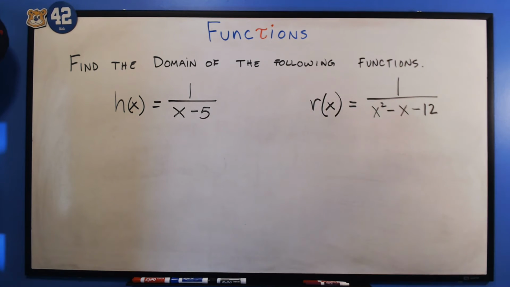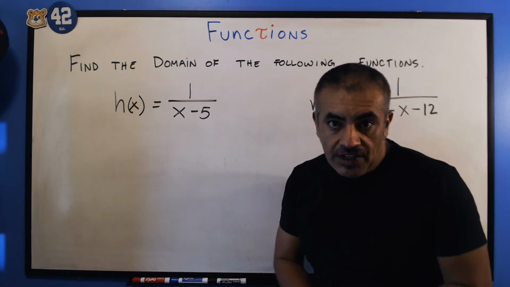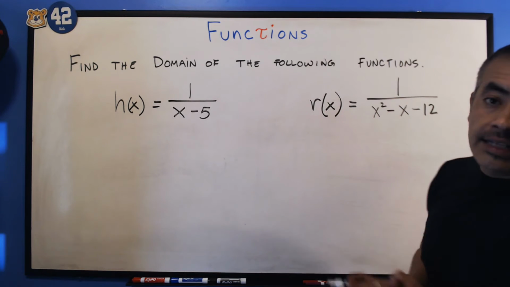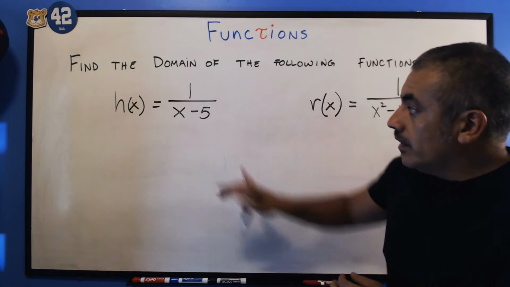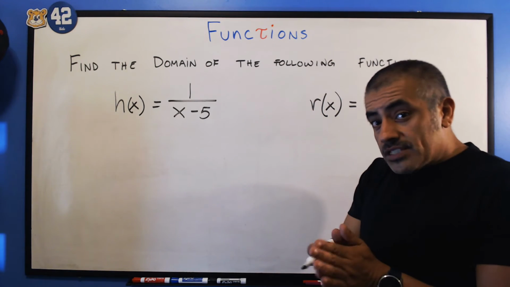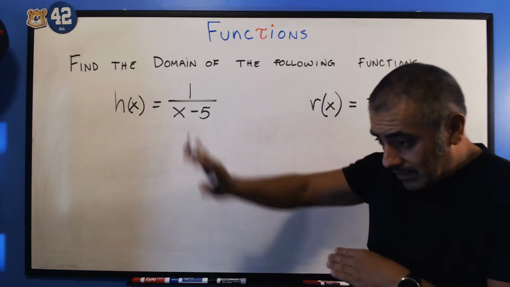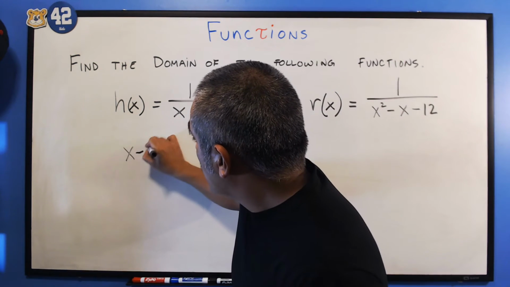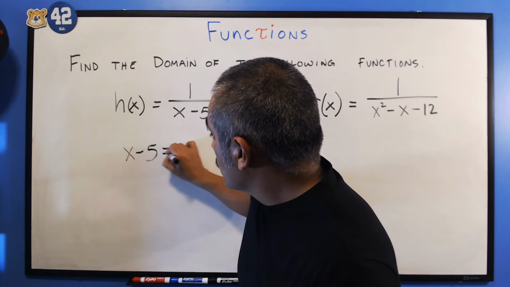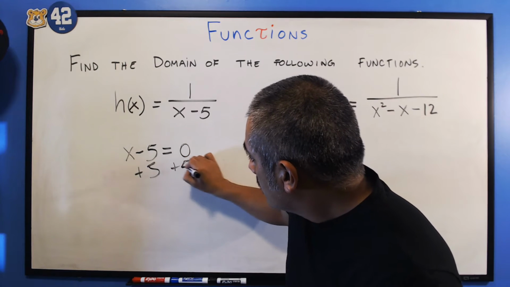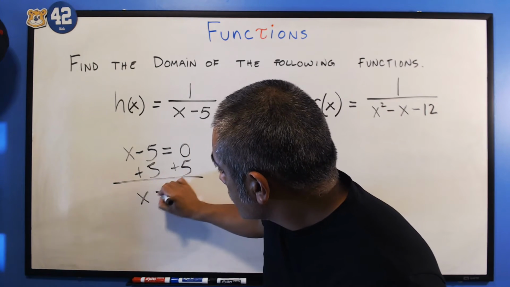Now let's take a look at h of x. h of x equals 1 over x minus 5. Now here, our restriction is that we cannot divide by 0. So therefore, we're going to find the values that make this denominator 0, and we're simply going to exclude them or kick them out of the domain. So let's go ahead and do that. We're going to say x minus 5 is equal to 0, and we're simply going to add 5 to both sides, and we get x equals 5.